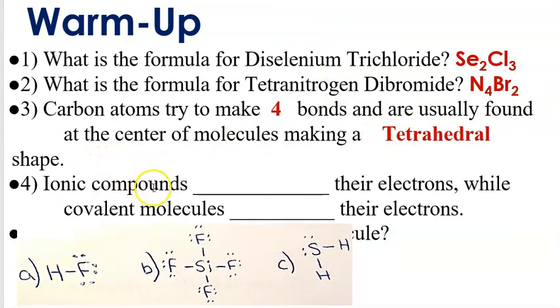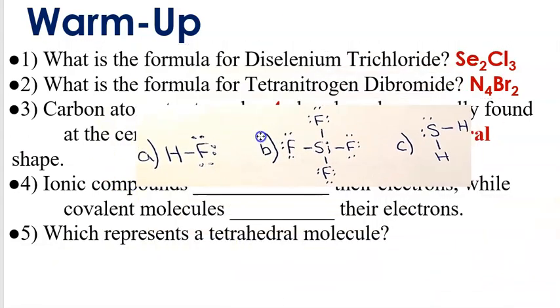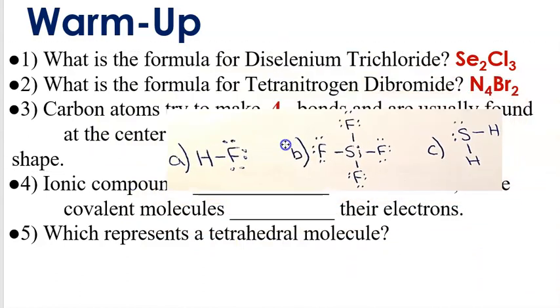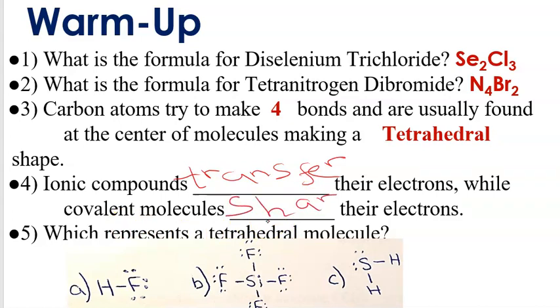Okay, so on this one, it's funny because this question kind of got cut off, so I'm going to move it up a little bit so we can see. Oh, that's number 5. Let's do number 4. Ionic compounds do what with their electrons? Well, they transfer their electrons. This is different than covalent molecules because they share. Sharing is caring when you're covalent. In an ionic compound, the metal will literally give away its electron to the nonmetal, but in covalent, they share.